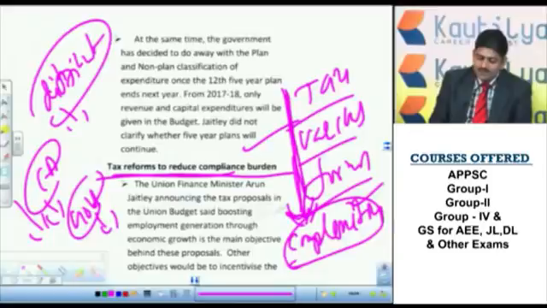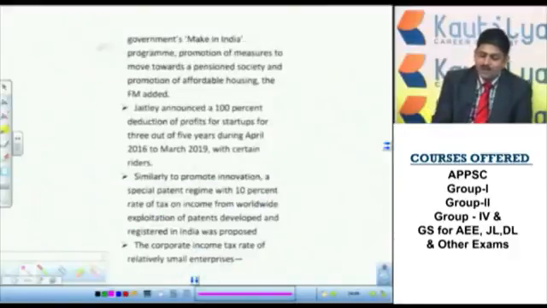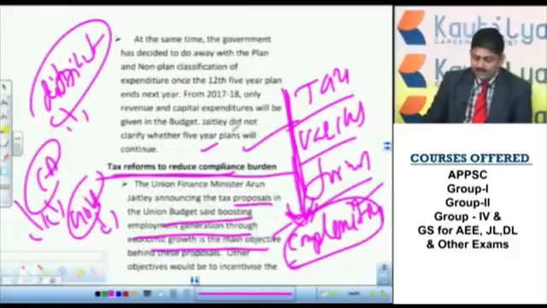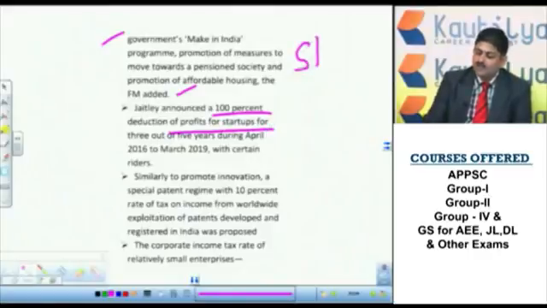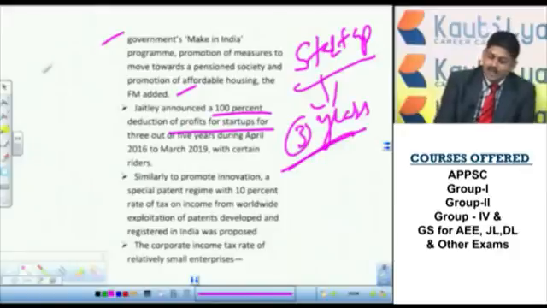So the Union Finance Minister proposed tax proposals, boosting employment generation through economic growth as the main objective. Other objectives would be to incentivize the government's Make in India programs and promotion of measures. So all these were declared. Right. So under this, various tax proposals are also there. 100% tax exemption on profit for startup companies for the first 3 years. That means if you start a startup company, you need not pay any kind of tax for the first 3 years.